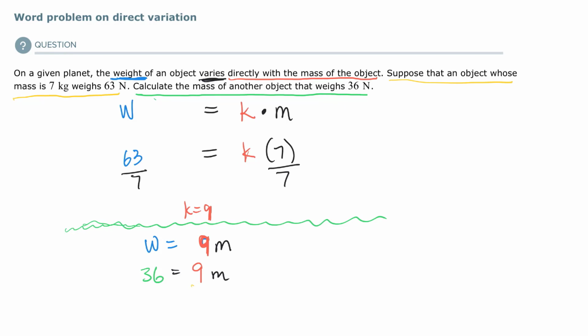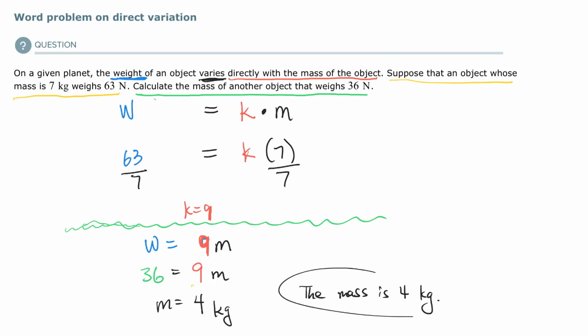The mass is going to be 4. 4 kilograms. You can even state it in a complete sentence. The mass is 4 kilograms. Now, why did I put that page break right here in the middle? That is because the procedure actually changed.